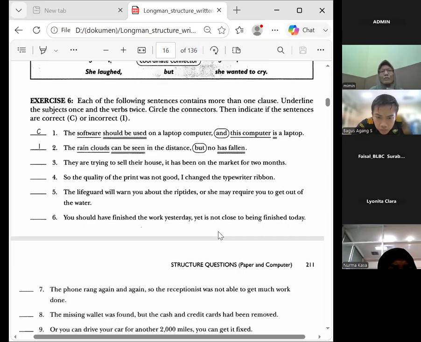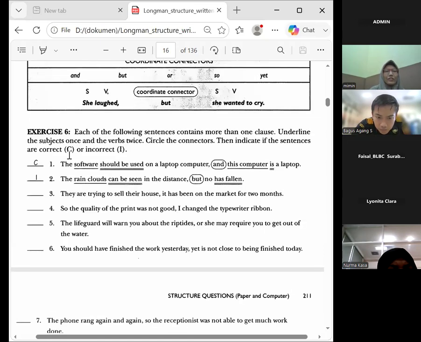The software should be used on a laptop computer, and this computer is laptop. This is correct. The first sentence is the software subject, should be used verb, and then comma. The connector is and. We have a subject and a verb. However, number 2 is incorrect.